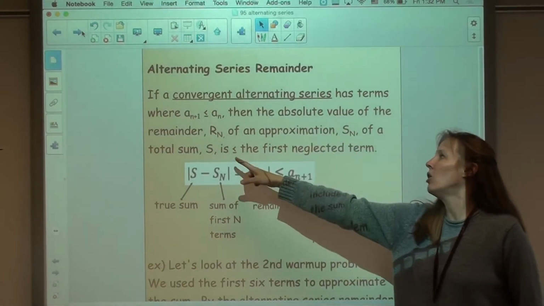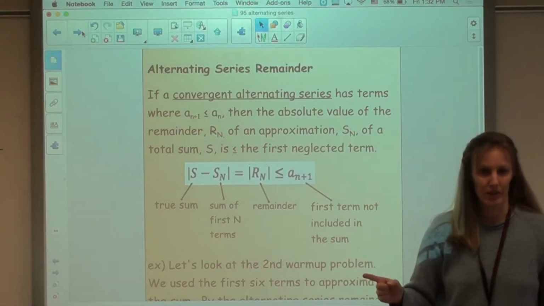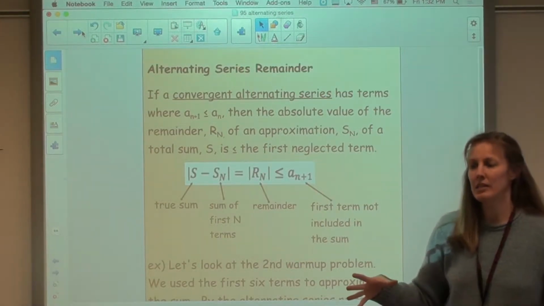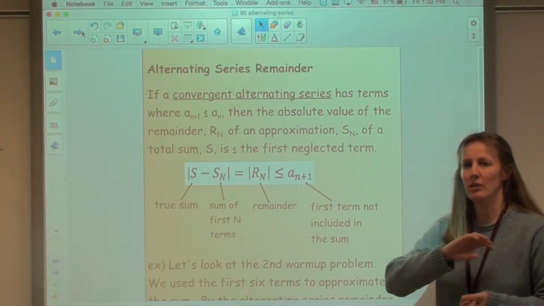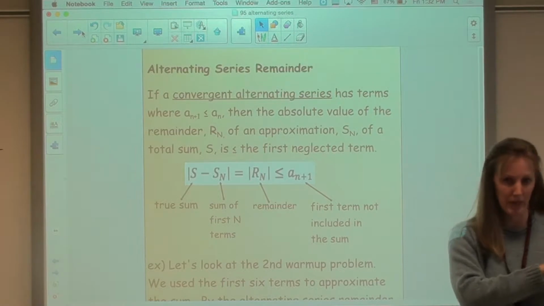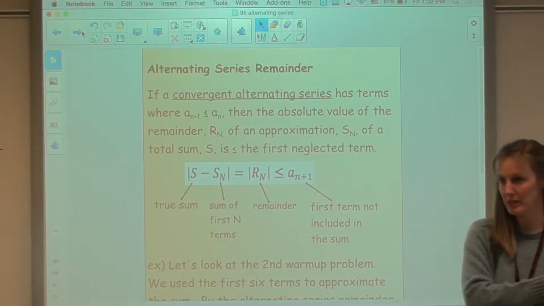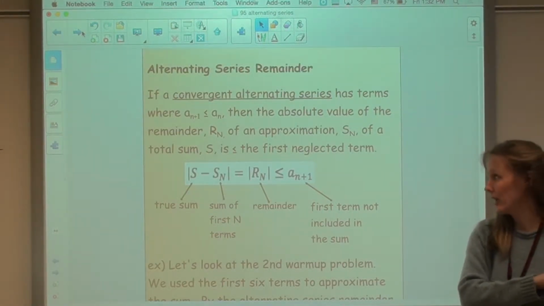This theorem only works for alternating series. This is not for any series. It has to truly be alternating, with the signs plus, minus, like that, or minus, plus, minus, plus. As long as the signs are alternating, right?